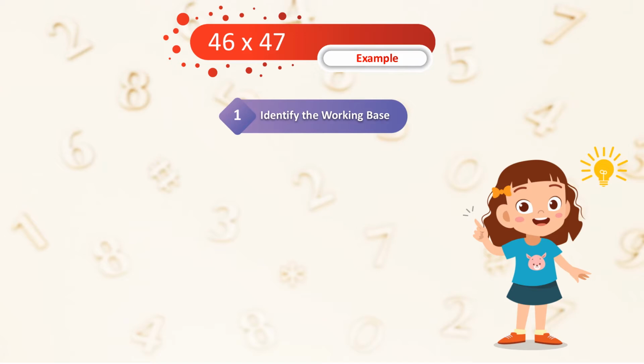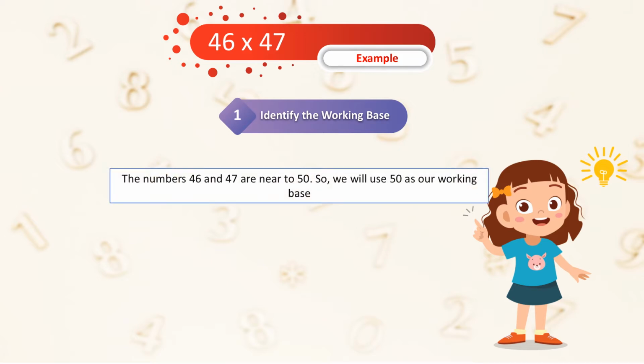So the first step in multiplying 46 times 47 is to identify the working base. If you look at the numbers 46 and 47, these numbers are closer to 50. So we are going to use 50 as our working base. That completes our step 1. Now if you can see the screen, the working base is denoted with a green star. So wherever you see a green star, it denotes the working base.